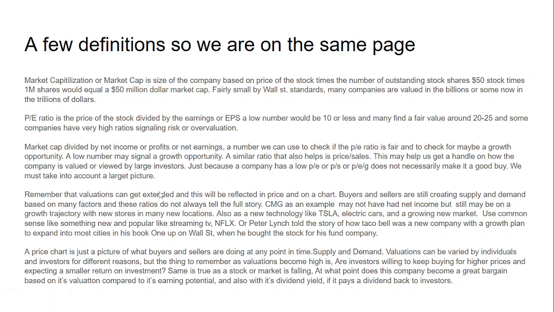Also remember that valuations can get extended, and this will be reflected in the price, and you can see that on a chart. Buyers and sellers are still creating supply and demand based on many factors, and these ratios do not always tell the full story, but it can give us just a quick gauge, I would say. CMG, or Chipotle Mexican Grill, as an example, may not have had net income, but still may be on a growth trajectory with new stores and many new locations. So that would be part of its story.